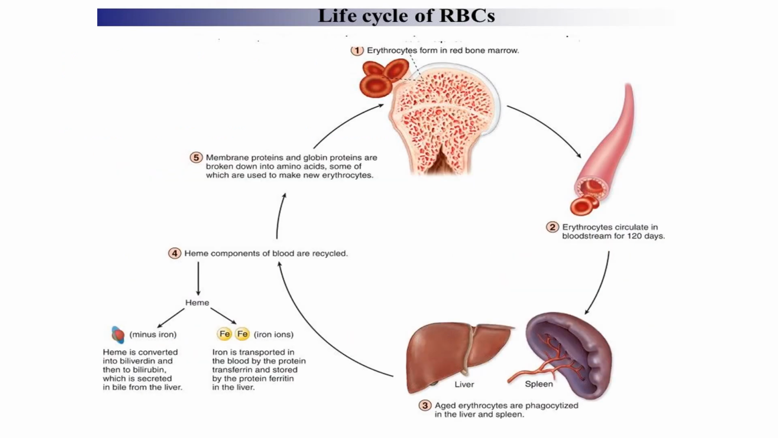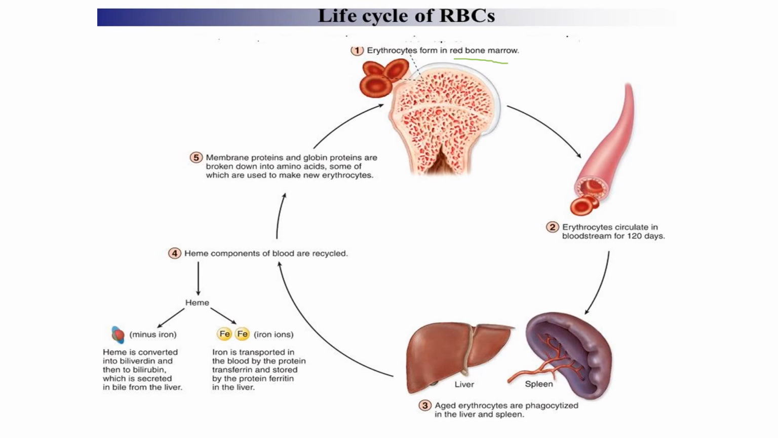Next, let's look at the life cycle of a red blood cell. About 1% of all red blood cells are replaced daily, which equates to about 250 billion cells per day. Red blood cells, or erythrocytes, are formed in the red bone marrow, which we find in areas such as the ends of long bones, the pelvis and sternum, and also within the vertebrae.